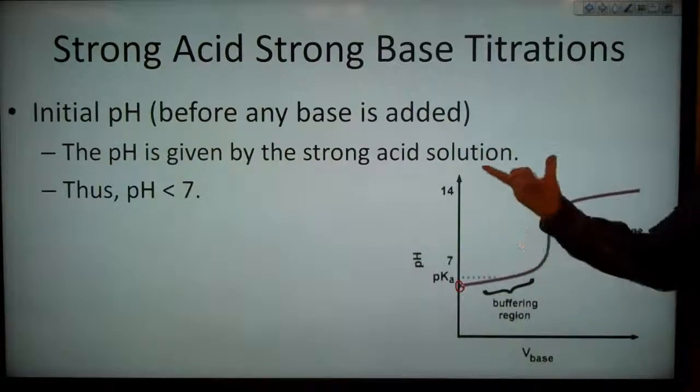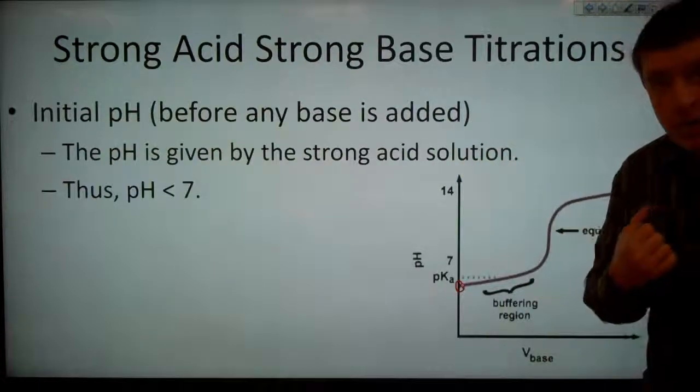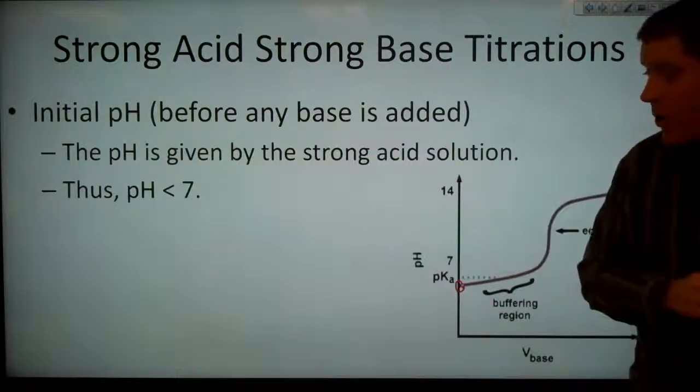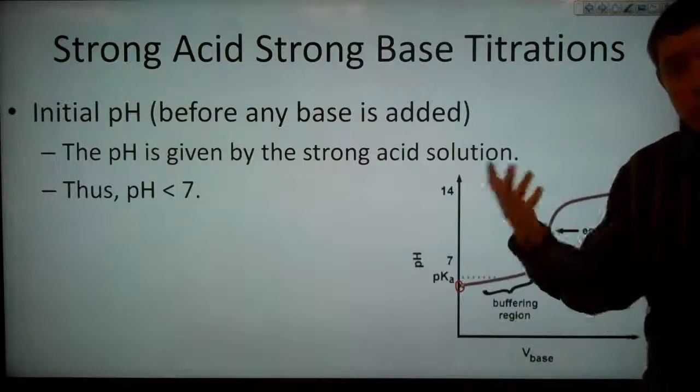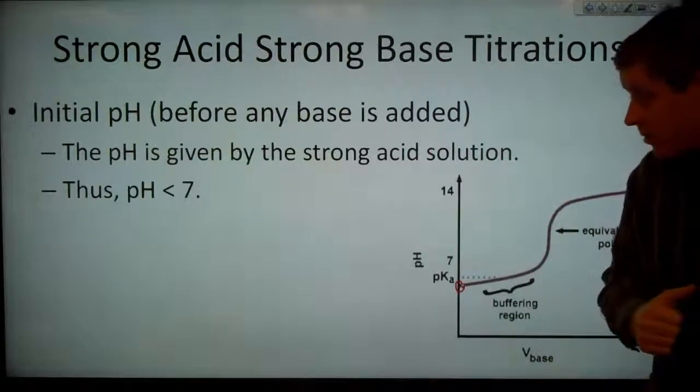So the pH is given by the strong acid solution, and this means that our pH has to be less than 7. We've got an acid, so we know the pH is less than 7.